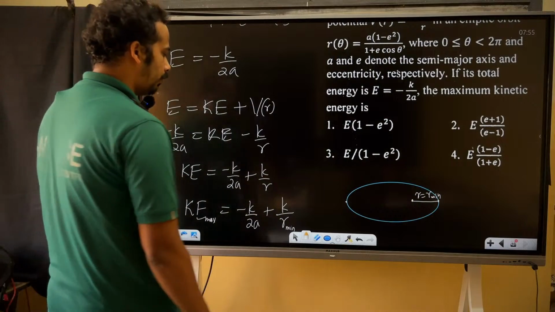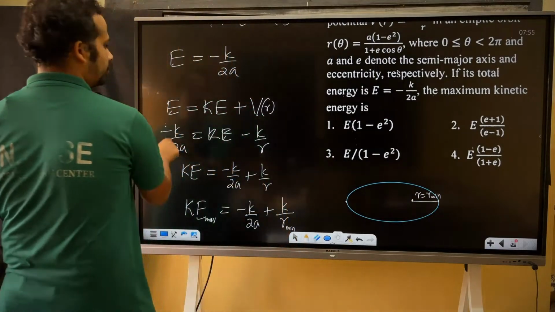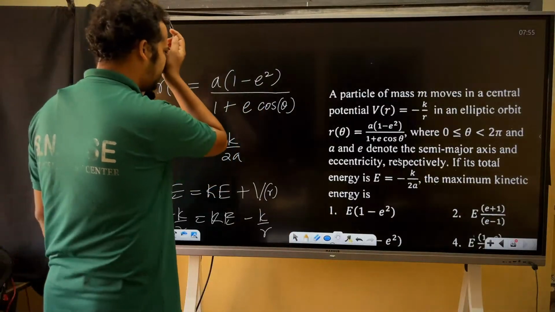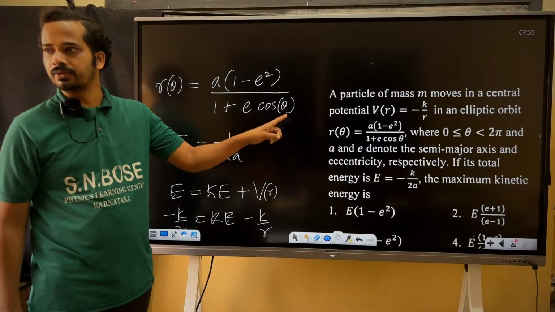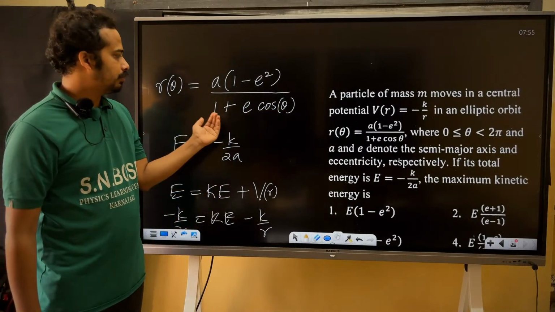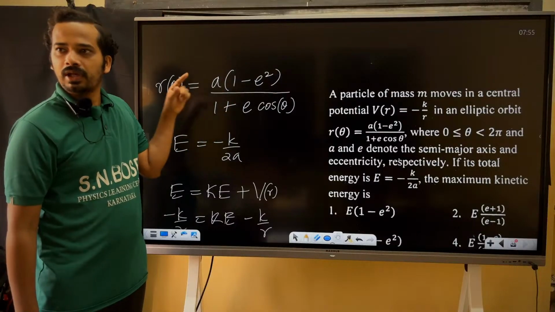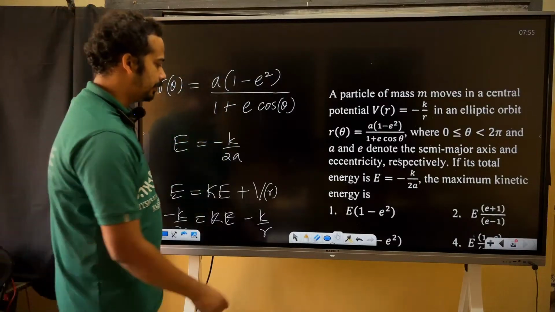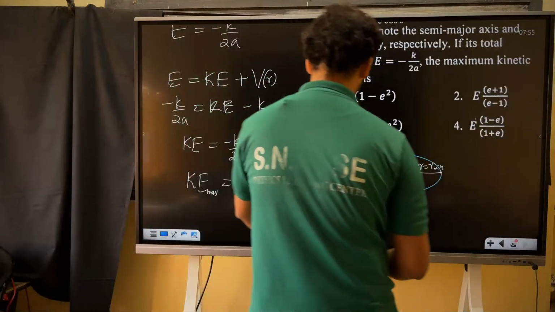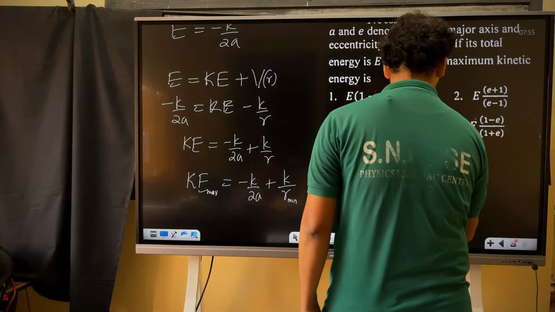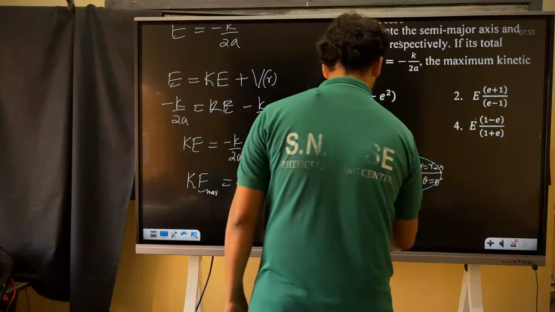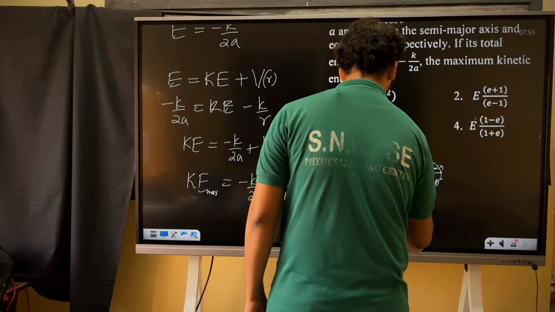Now, when will this r minimum happen? When theta equals 0. When theta equals 180 degrees, you have a lower denominator, so r will be higher. So it can happen only when theta equals 0. That's why, for r minimum, you get the expression. What is that?